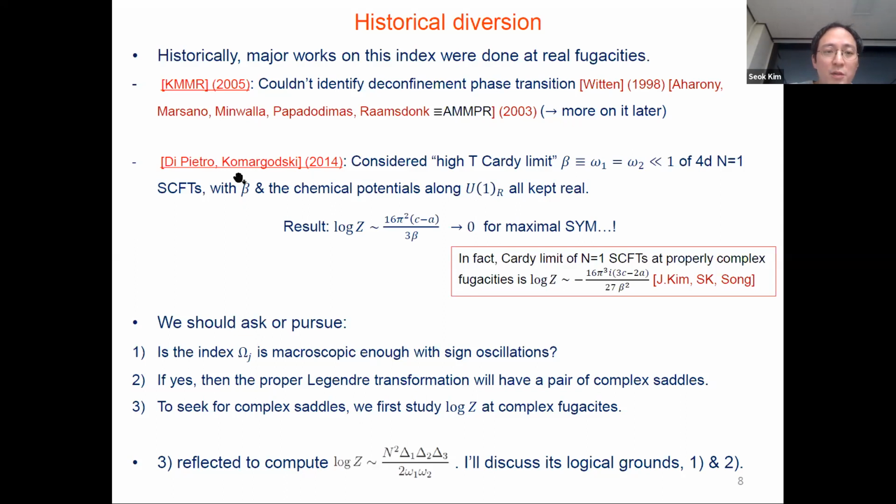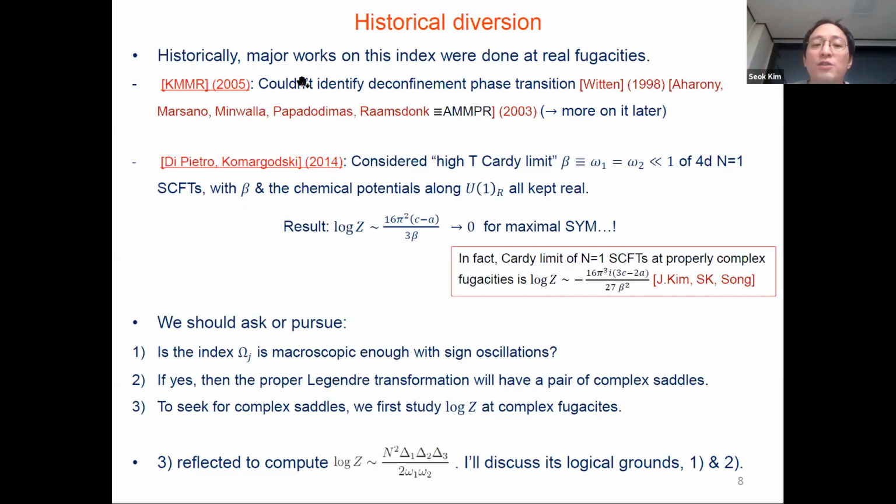Some years later, apparently this seems to have nothing to do with these black holes, but they eventually turned out to do similar things. Di Pietro and Komargodski studied this superconformal index for general N=1 superconformal field theory when the temperature-like parameter is taken to be large. So it's a kind of Cardy limit in the higher dimensional theory. Okay? High temperature asymptotic behaviors.